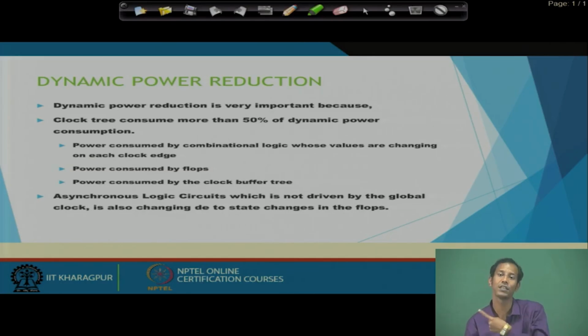So there is continuous switching in the clock signal, and it is supplied to the clock tree network, which is distributed throughout your entire chip. Obviously, it will consume more dynamic power. That is why the statement says 50% of the dynamic power consumption is because of the clock tree buffers, sorry, clock tree synthesis.